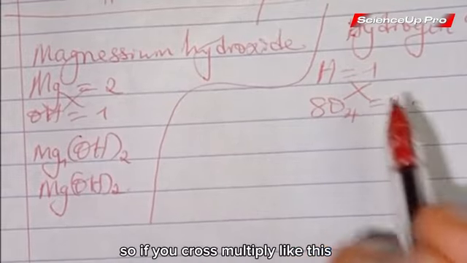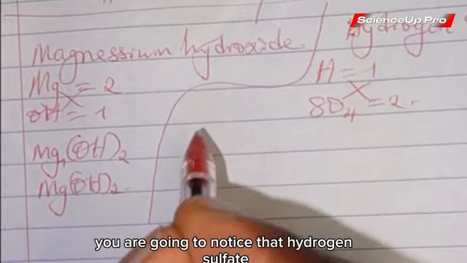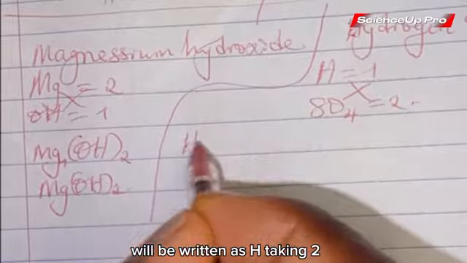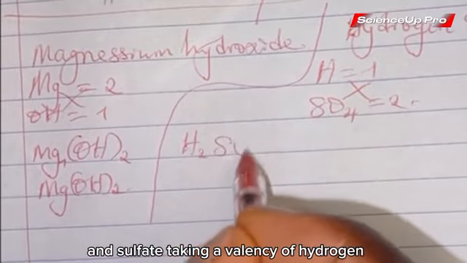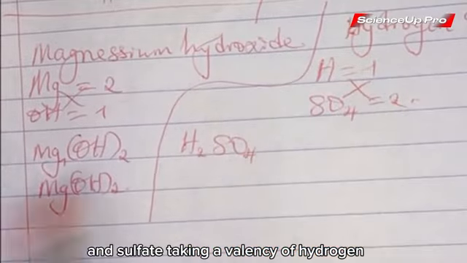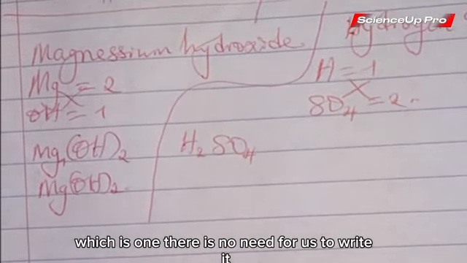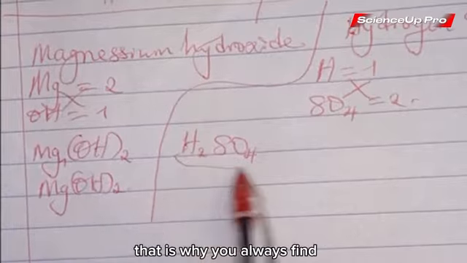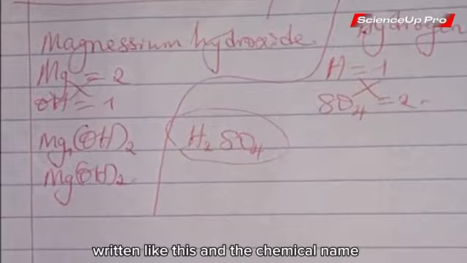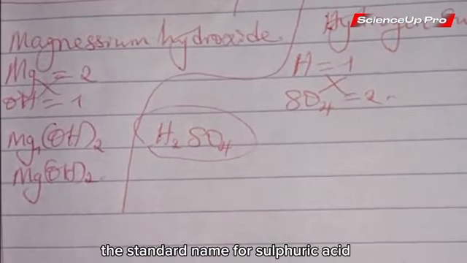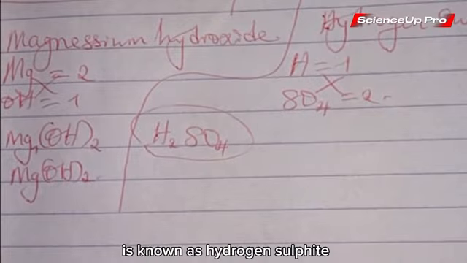So if you cross multiply like this, you are going to notice that hydrogen sulfate will be written as H taking 2. H is taking the valence of sulfate, and sulfate taking a valency of hydrogen, which is 1. There is no need for us to write it. That is why you always find the formula of sulfuric acid written like this, and the standard chemical name for sulfuric acid is known as hydrogen sulfate.